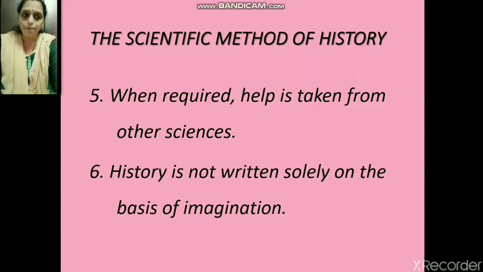Now the sixth scientific method is, history is not written solely on the basis of imagination. Yes students, history is not written solely on the basis of imagination means only on imagination history cannot be written. As you have studied history in fourth standard about Chhatrapati Shivaji Maharaj, the stories which you studied in it are not only imagination. They happened in the past and the evidence is proved with the help of forts in Maharashtra. Right.